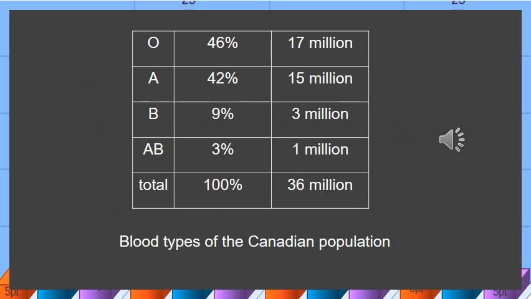Here, for example, you have a very simple table showing different blood types in the Canadian population. The left column shows the blood types themselves, the four. The column in the middle shows rates in the population for each of the four blood types, and the column on the right shows counts instead of rates.